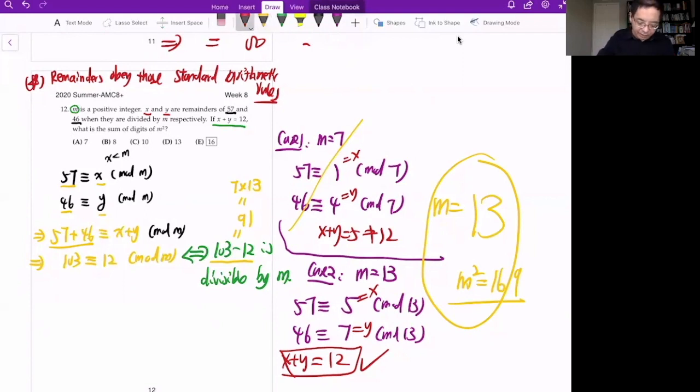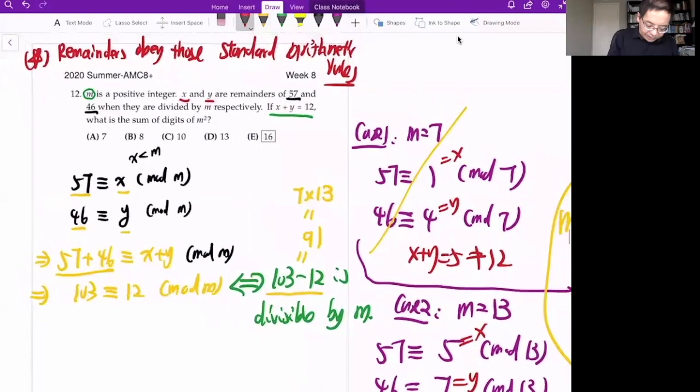So here the main point is, this is the first important ingredient: remainders obey those standard arithmetic rules. So this is number one. And number two is right here. This is the second key ingredient.